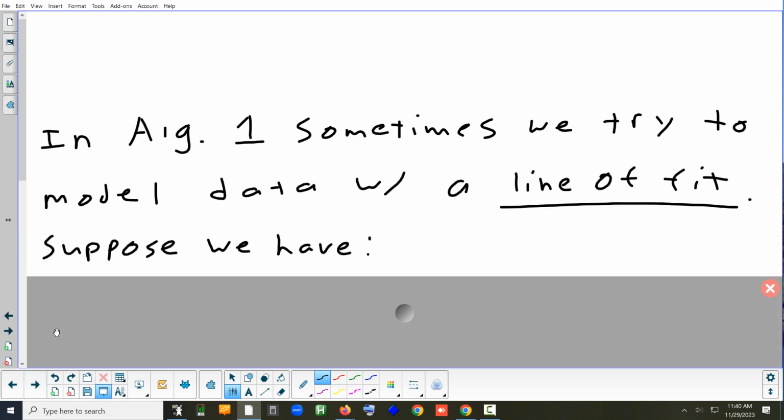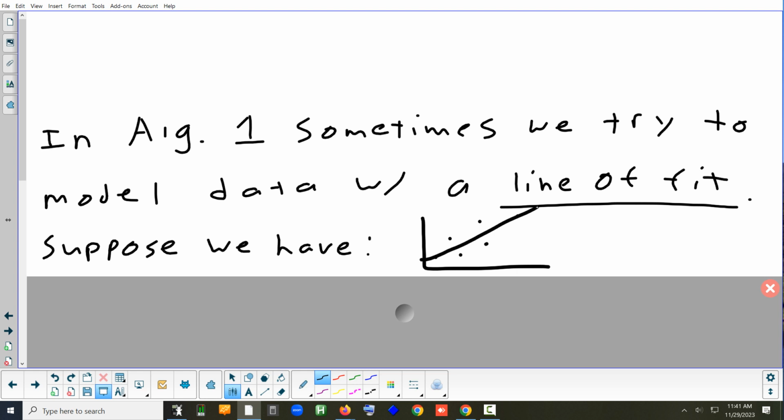Okay. So sometimes you might have a scatter plot like this. And you try to find a line that goes through them, the best you can. If you draw it by hand, that's called a line of fit. It's just an estimate. I didn't calculate the slope or the intercept. I just did the best I could to try to find a line.